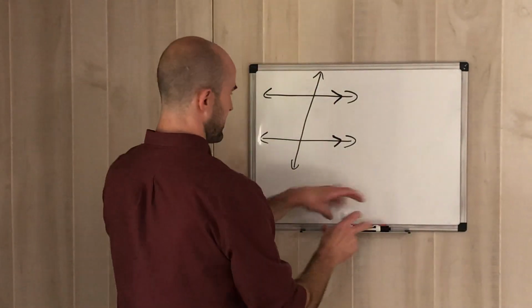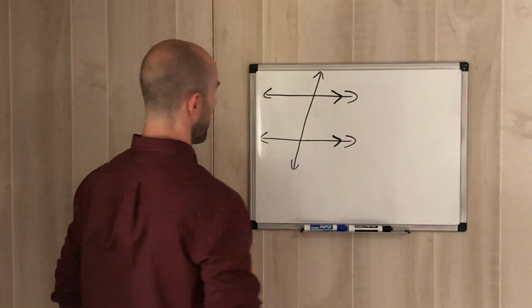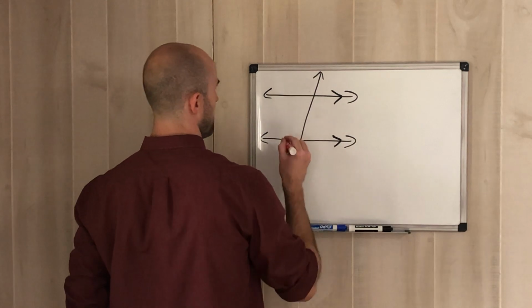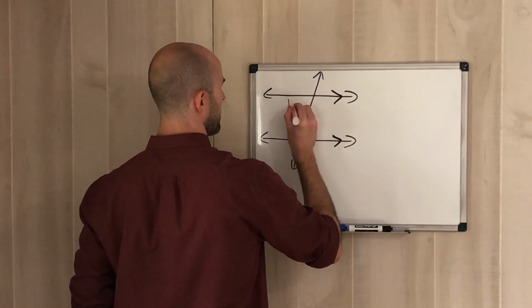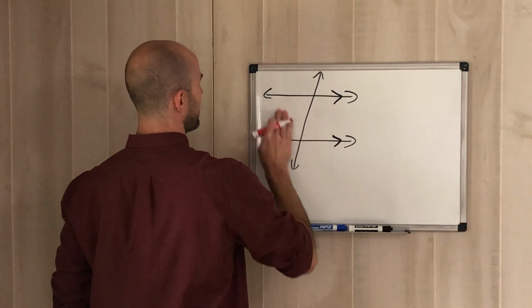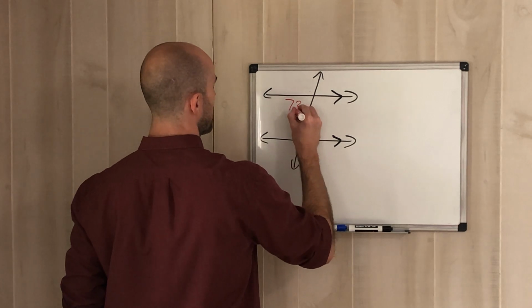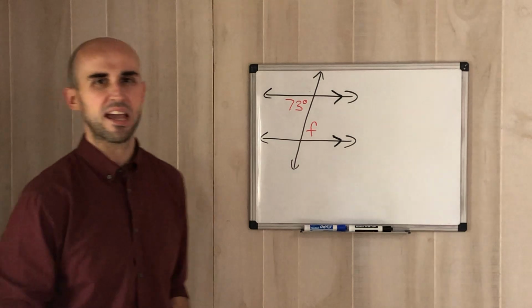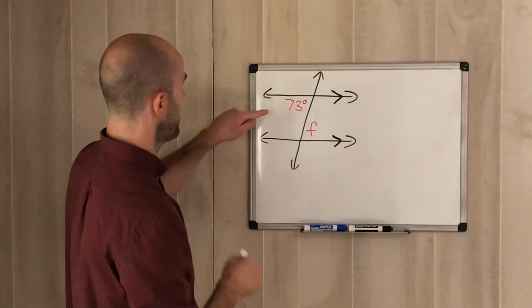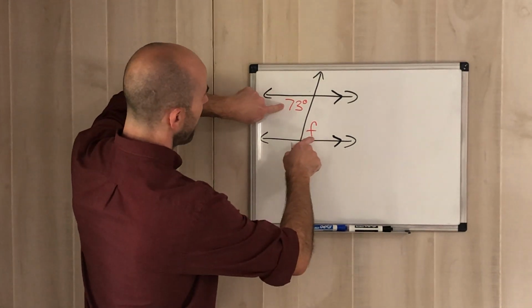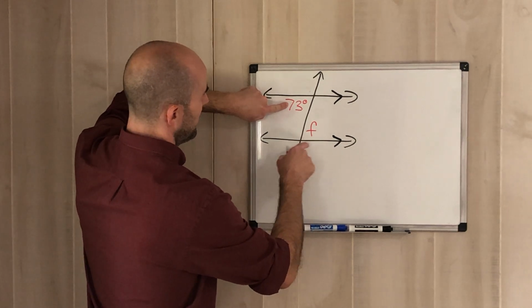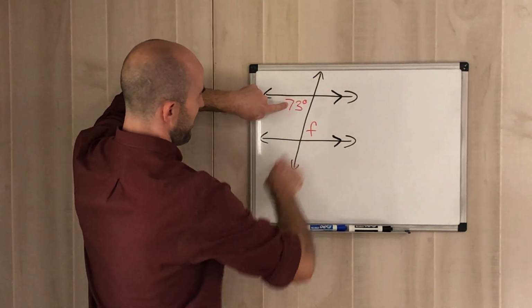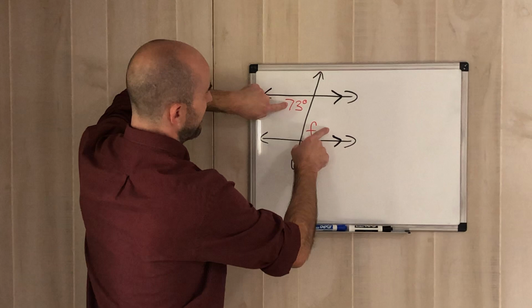So let's now use another type of angle, right? Let's say that this angle here is 73 degrees, and I want to solve for f. First thing again, let's figure out what kind of angles they are. We're looking at them, and we know that this one's on the left side and this one's on the right side of that transversal.